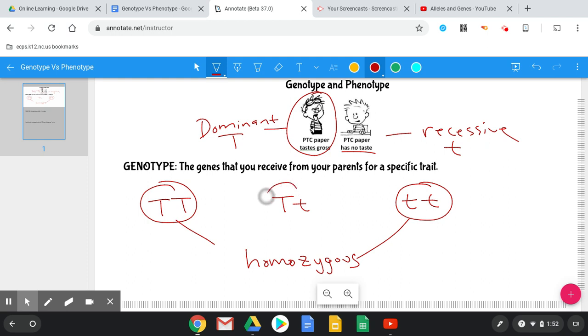The one in the middle, okay, since it has a blend of the two, it has one dominant, it has one recessive, we're going to call that heterozygous. Hetero means different. Heterozygous.